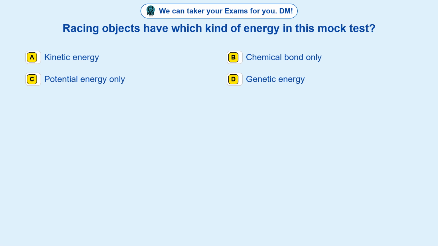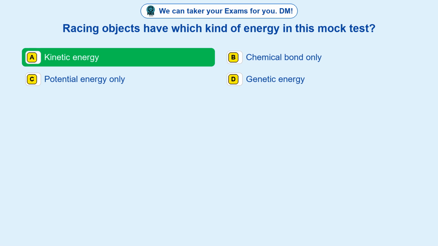Question 60. Racing objects have which kind of energy in this mock test? Option A, kinetic energy. Option B, chemical bond only. Option C, potential energy only. Option D, genetic energy. The correct answer is option A, kinetic energy.